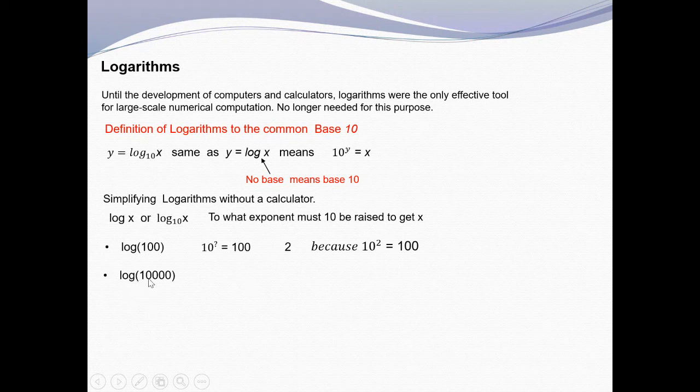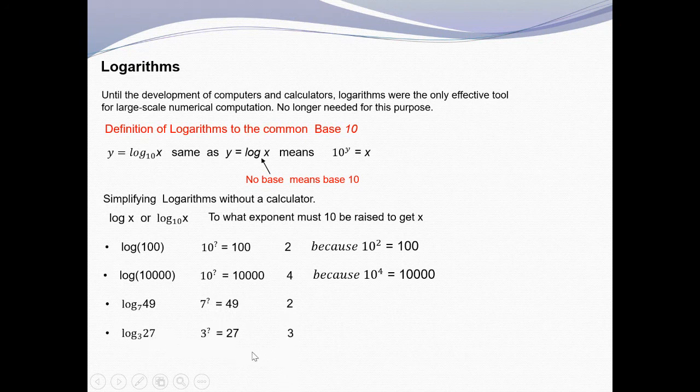Log of 10,000, this is how you read it. 10 to what power will give me 10,000? The answer is 4. Again, why? Because 10 to the 4th power equals 10,000. Log base 7 of 49 is 7 to what power gives me 49, so the answer is 2. Log base 3 of 27 is 3 to what power gives me 27, the answer is 3.